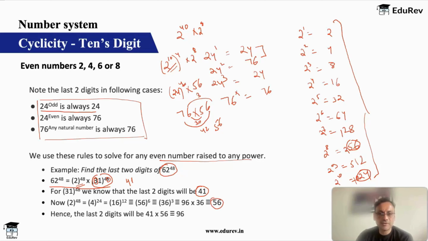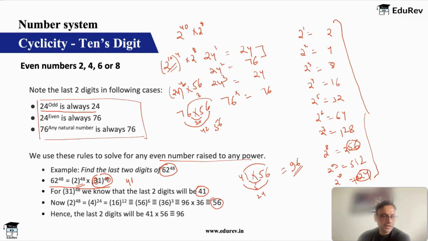So your final answer will be 41 into 56. We again cross multiply. 6 into 1 is 6. 6 into 4 is 24. 5 into 1 is 5. 24 plus 5 is 29. So you have 96. Okay.